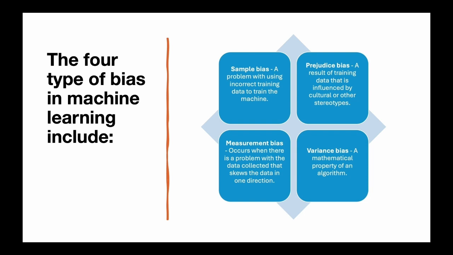Variance is a mathematical property of an algorithm. Variance has to do with the mathematical, prejudice has to do with the cultural, sample has to do with incorrect training data, and measurement has to do with a problem with data collected that skews the data in one direction.